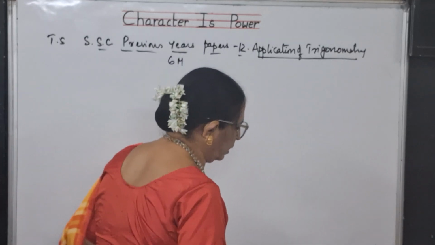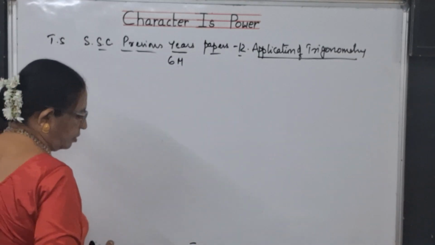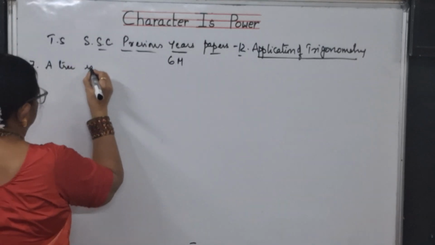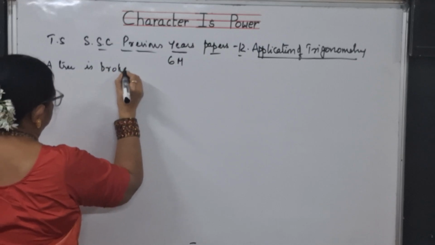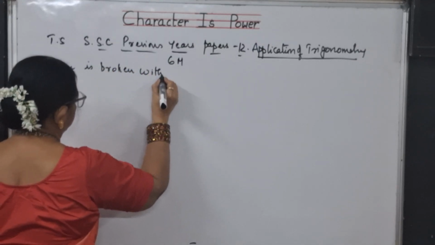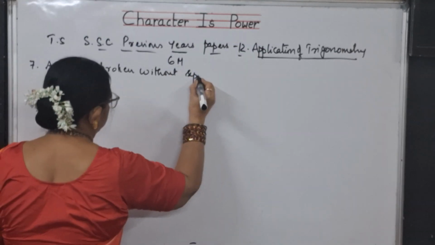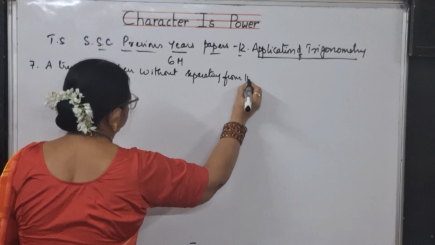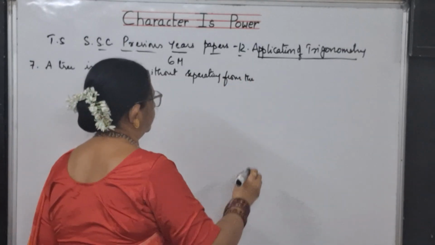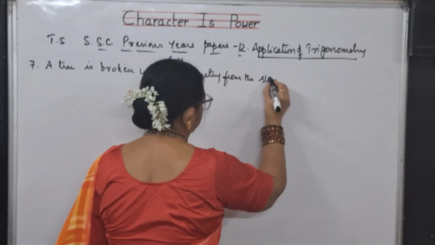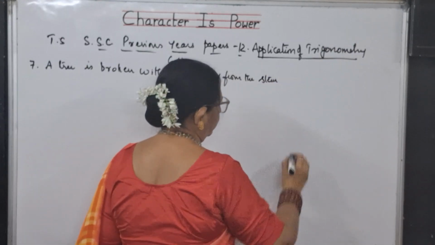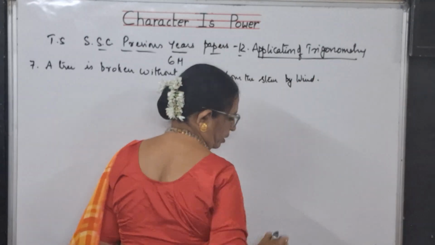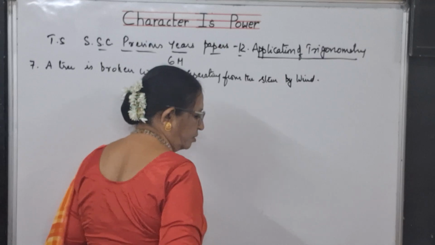Seventh one: a tree is broken without separating from the stem by wind. How has it broken? Because of the wind.